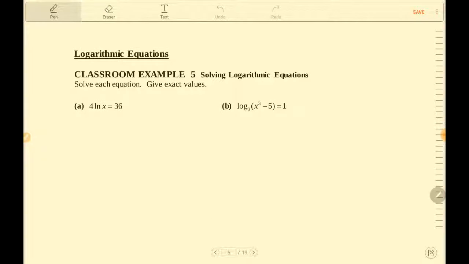Okay, example 5. Actually, I want to do more like that previous one, don't you think? Don't you think it would be good to do more examples like that? So let me pause here and open up another one.